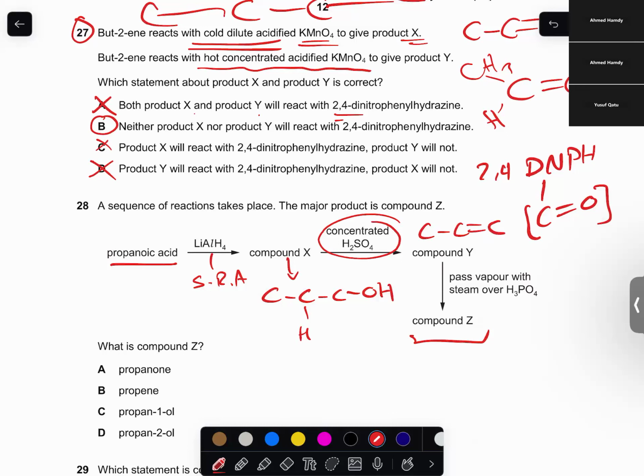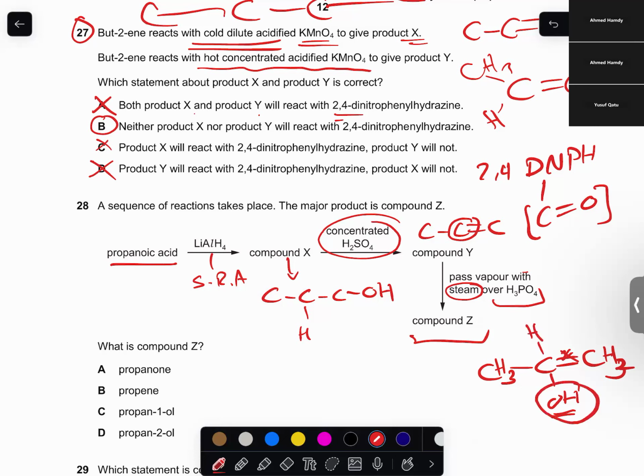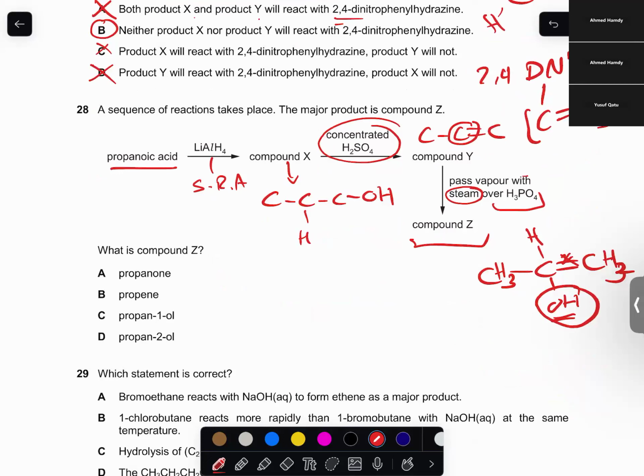This propene, when we pass it with steam over H3PO4, the double bond will be broken and OH will be added here. Because this carbon contains less number of hydrogens, it will take OH, and the H will be moved to the other carbon. So in this case, we will have 2-propanol. So compound Z is propan-2-ol or 2-propanol.